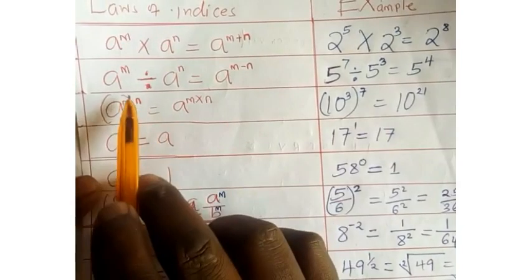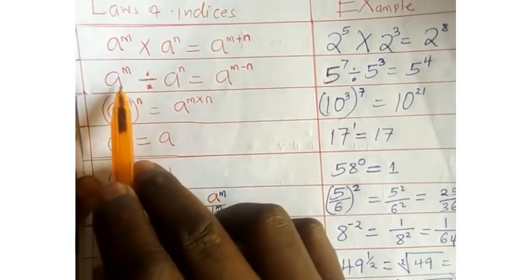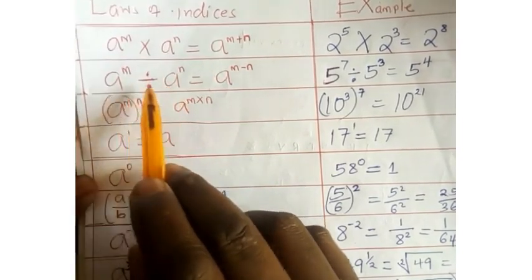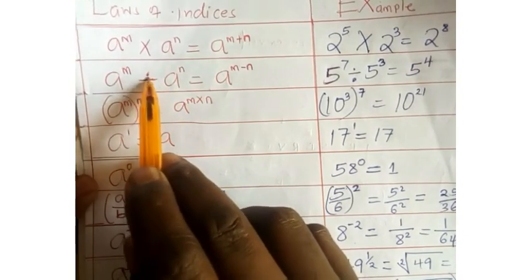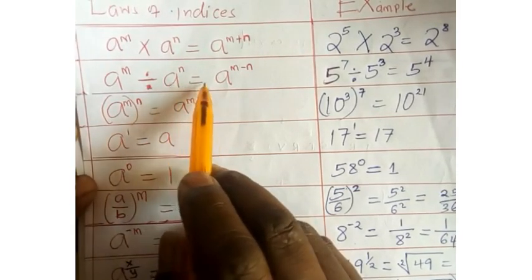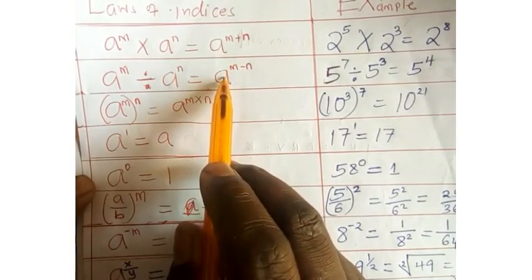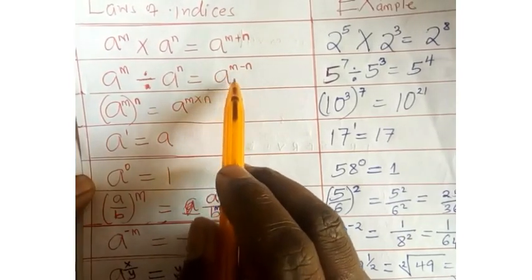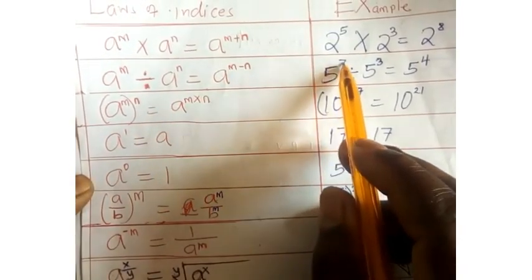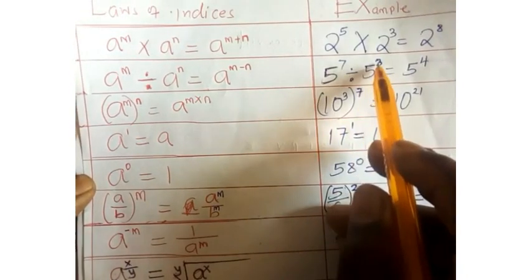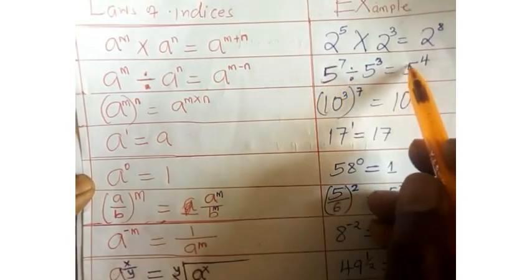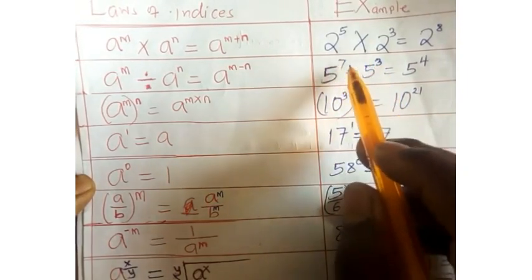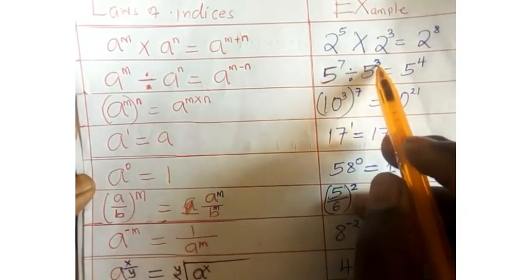Rule number 2 is division. When we have indices like this, a divided by a, the bases are the same. When it is a division, what do we do? We write one base and then subtract the powers. Therefore, m minus n gives us the answer. Therefore, 5 raised to power 7 divided by 5 raised to power 3, the base is 5. So we take one base, and then we subtract the powers. 7 minus 3, the answer is 5 raised to power 4.